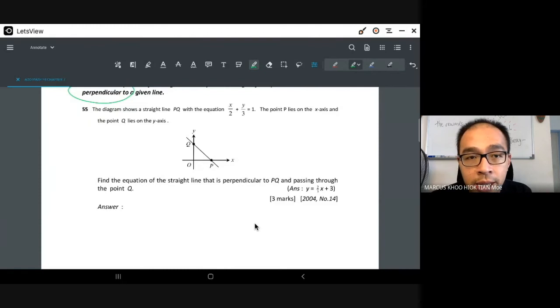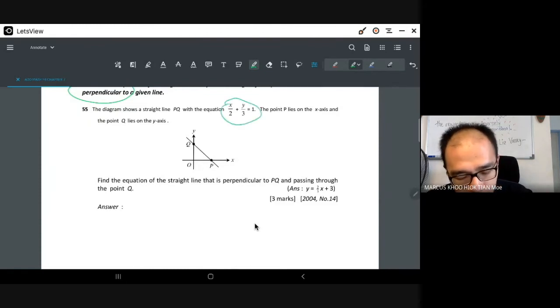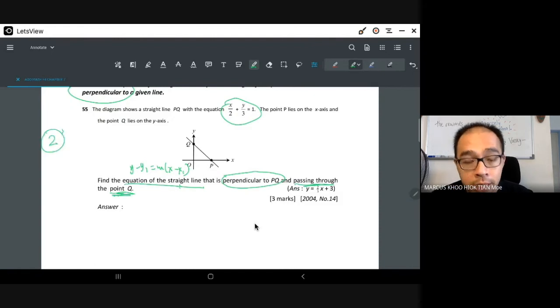The diagram shows a straight line PQ. The point P lies on the x-axis and the point Q lies on the y-axis. The question is, find the equation of a straight line that is perpendicular to PQ and passing through the point Q. Passing through the point Q means number 2 is given already. We already know what point we want to use.